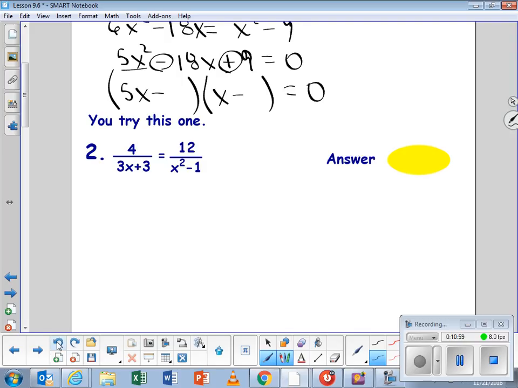So how else could I get 9? 3 and 3. And so the outer 2 gives me 15x, and the inner 2 gives me 3x, right? 15 and 3 add up to 18. So that works. So now it's factored. Okay? So this means then that x is equal to 3 or 3/5. That's right.